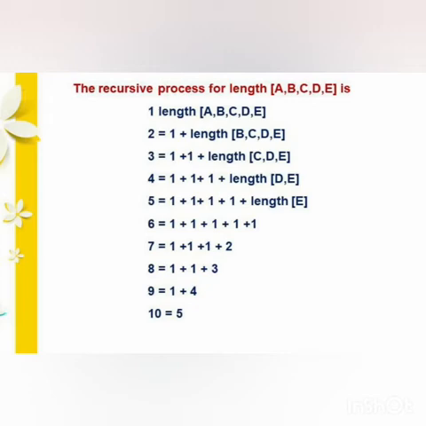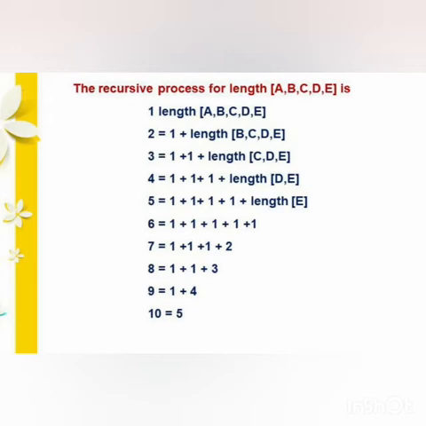And the next step is we have to find the length of C. So 1 plus 1 plus 1 plus the length of DE. And the next step is we have to find the length of D. So 1 plus 1 plus 1 plus 1 plus the length of E. Here we have 5 ones.